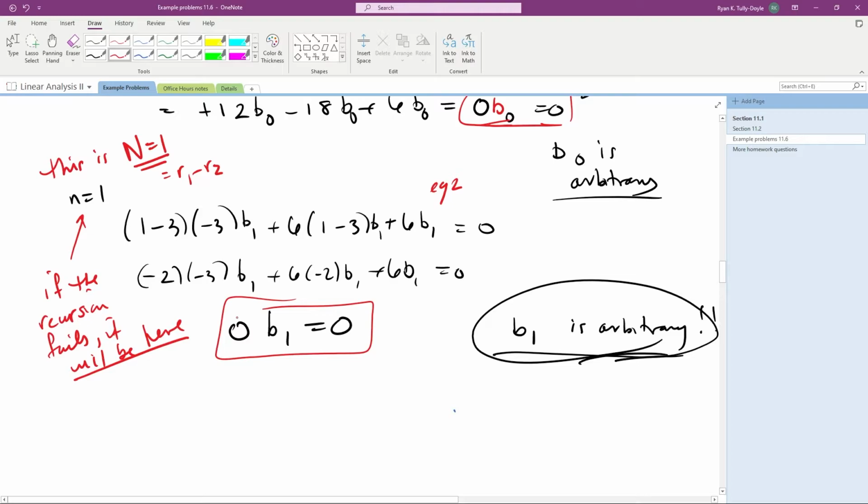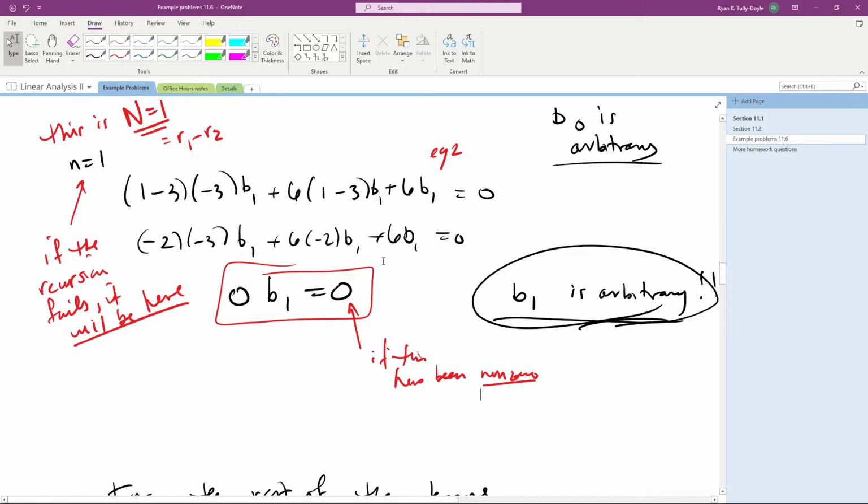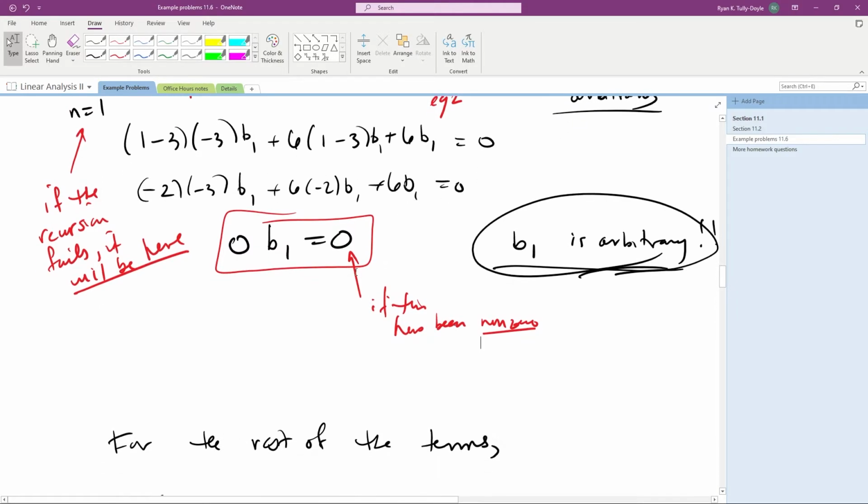If it was the case that we ended up with something non-zero on the right-hand side, and that can happen, there could be other coefficients running around over there, then we would have an inconsistent equation and the recurrence would have failed. But it is 0. So 0 times b1 requires that b1 be arbitrary. Well, that's weird, but that's what happens, right? So b1 and b0 are unrestricted choices.